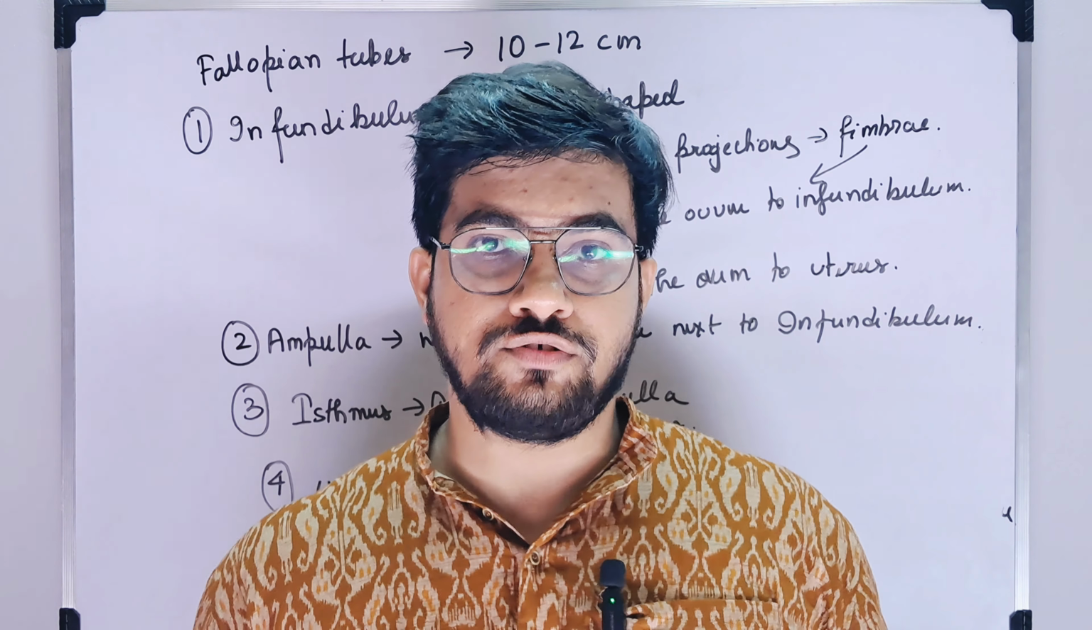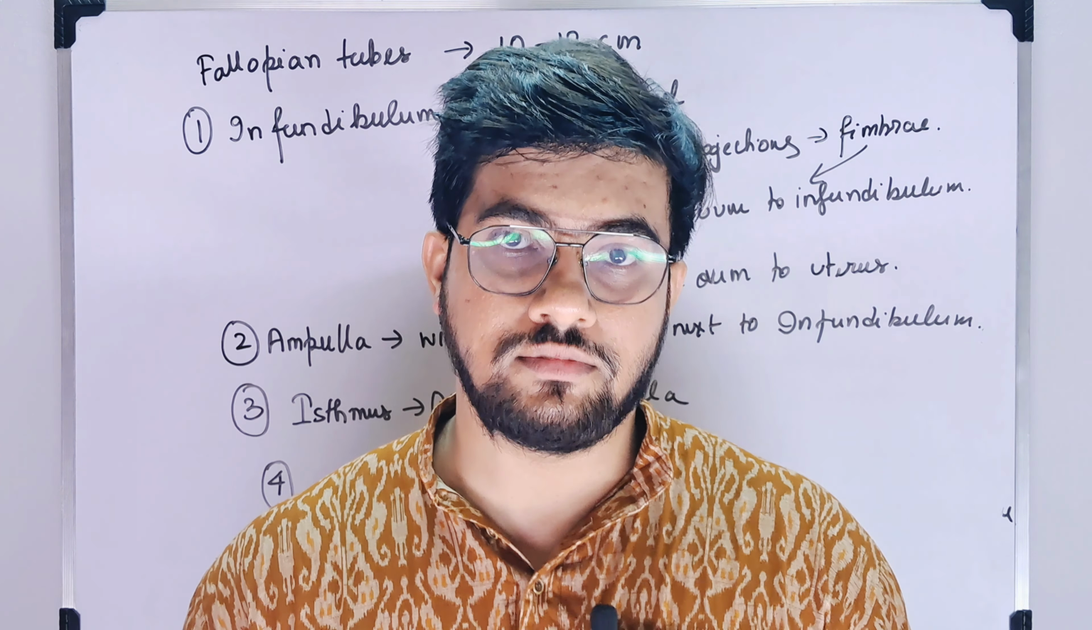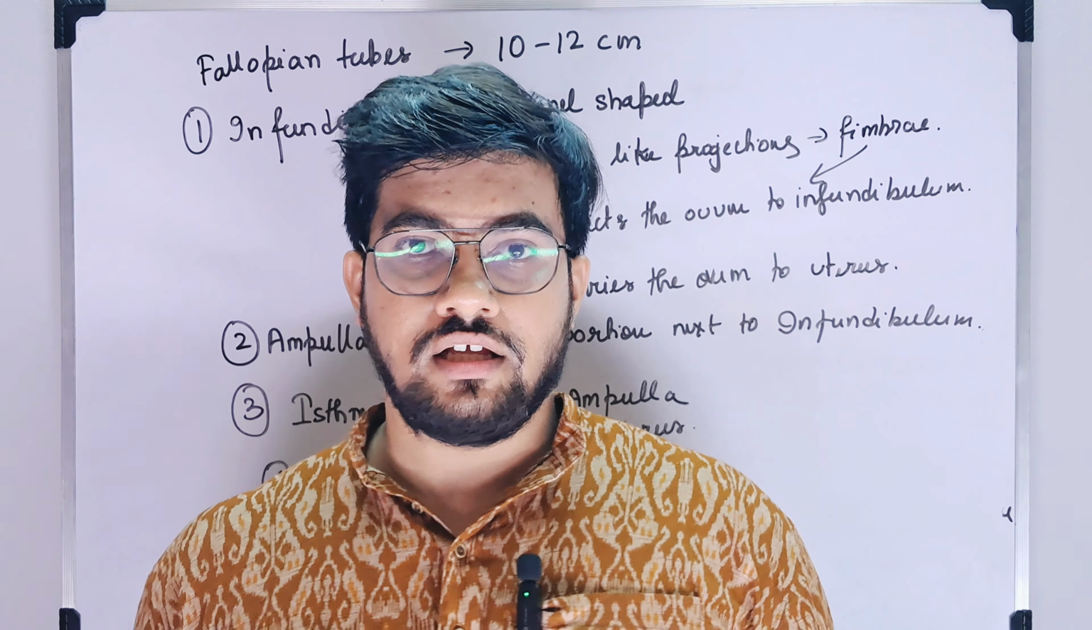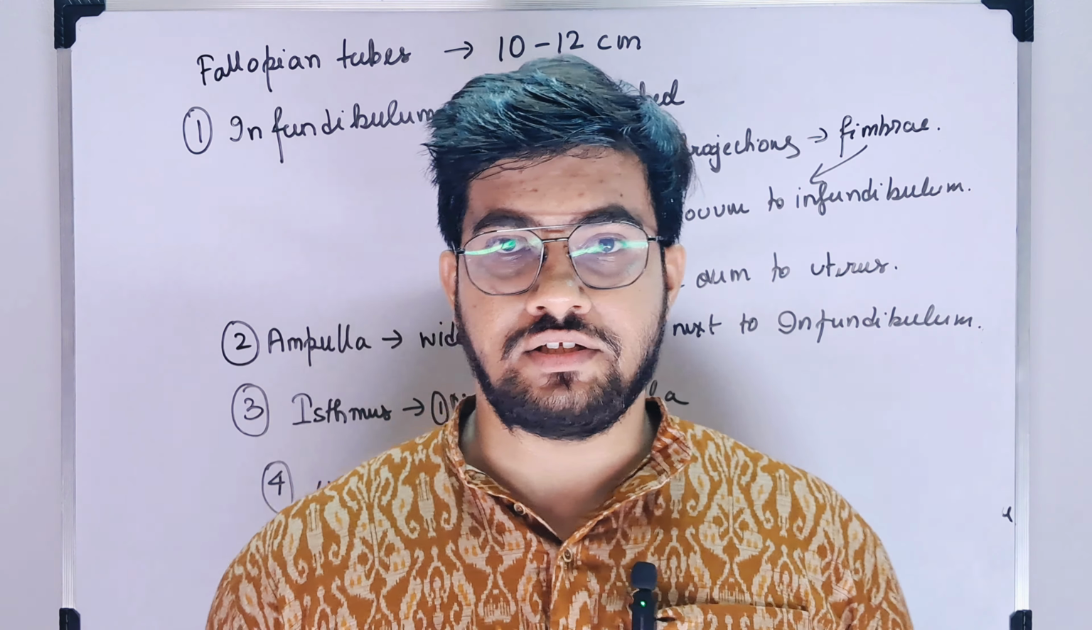These are the first 2 parts of the female reproductive system, the ovary and the oviducts. Following this, we have the uterus, the vagina, vulva and the accessory glands, which we will talk about in the next video.